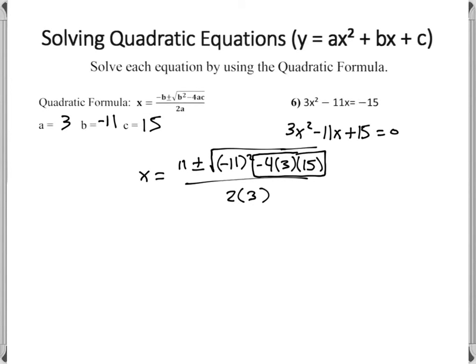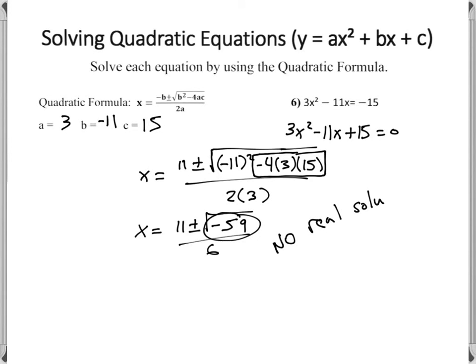As we go to simplify what's underneath the radical, we recognize something: half of what's underneath our radical is negative, and it happens to be larger than our b squared value. So what happens is we get x equals 11 plus or minus the square root of negative 59 over 6. Well, as of right now, we don't know how to take the square root of a negative number, so this problem has no real solutions. And we're done.